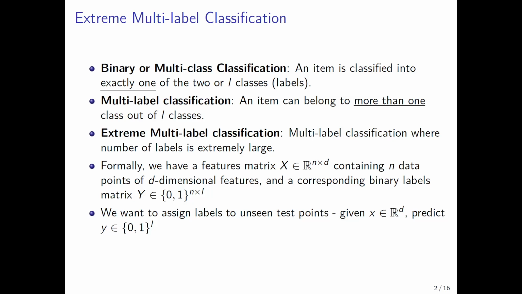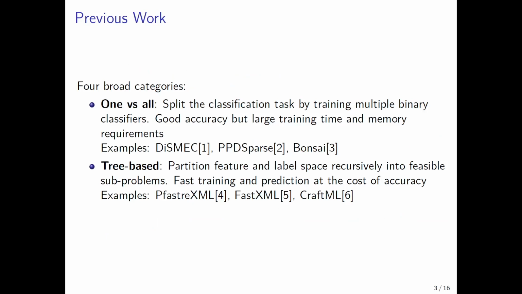In the test data, we are given an unseen d-dimensional feature vector x for which we have to predict an L-dimensional binary label y. The previous work can be broadly classified into four categories. First, the one versus all methods, which involve splitting the classification task by training multiple binary classifiers.